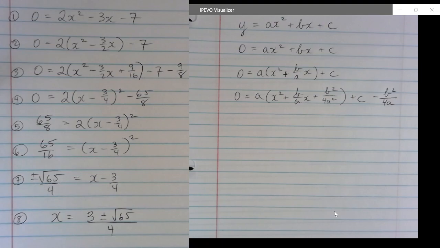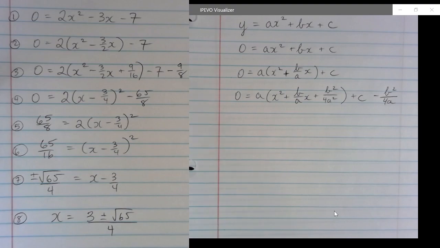Okay, what did we do? That took care of step 3. What did we do in step 4? In step 4, we actually completed our square and combined these two constants.